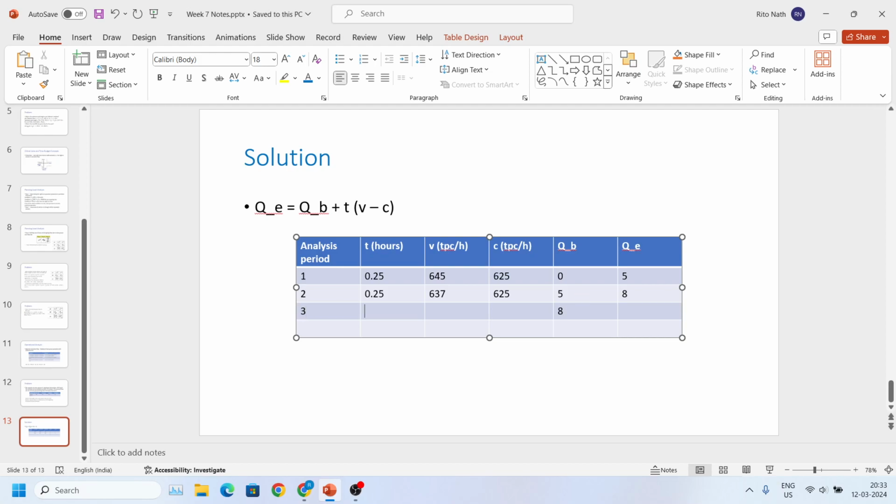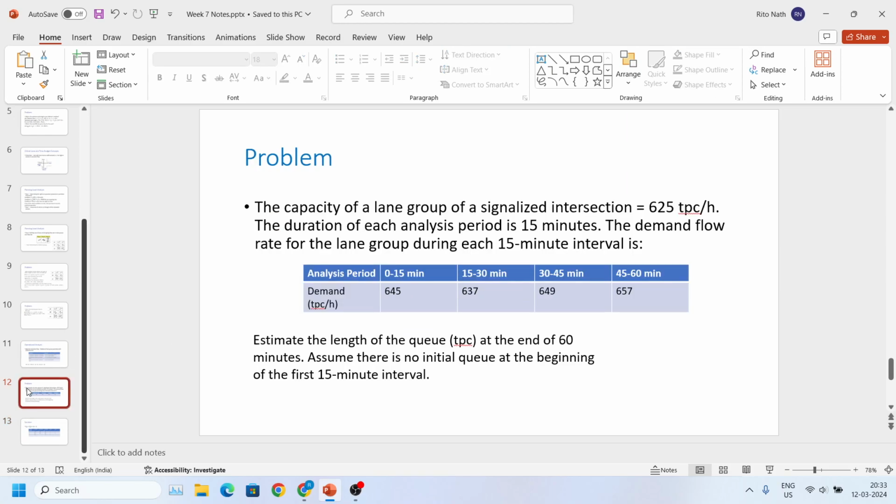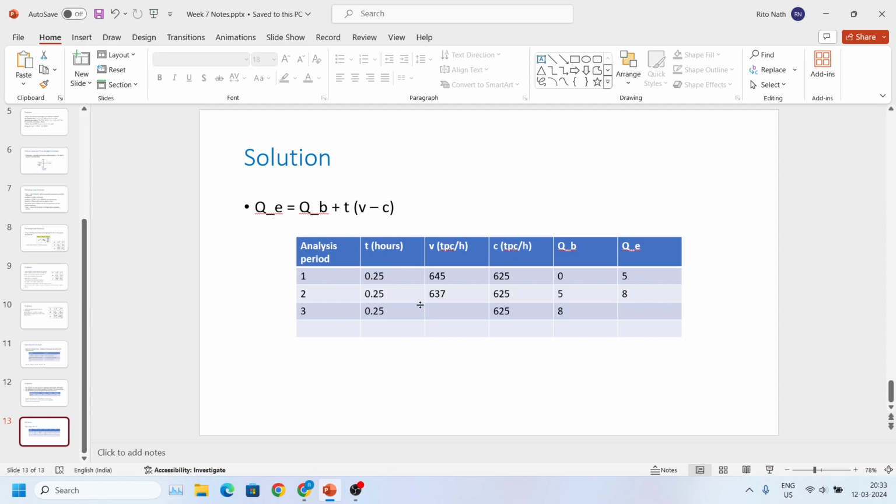Next is 0.25. This is 625. Let's see what was this. This is 649. If you do the calculation, it's 8 plus, this difference is 24 times 0.25, which is 6. So I think it's 14. Then again 14 will come here.